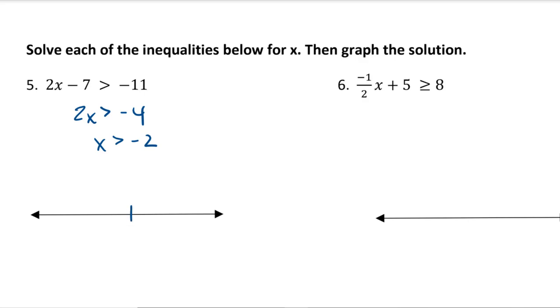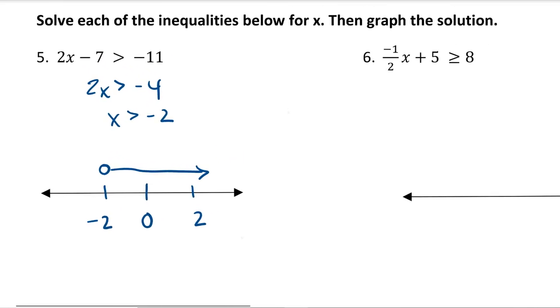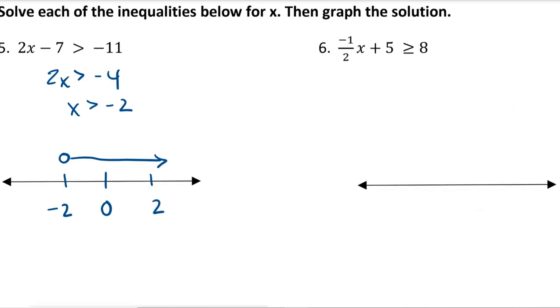So when we do these, we'll put a 0 here, say a 2 there, and a -2 there. Now that inequality symbol means I'm going to have an open dot. So go to -2, put an open dot there. Now if my x's are greater than -2, that means what? We're going to go that way. That's it. That's all you have to do. So any number that I pick that is greater than -2 would be a solution for this. Now I can't pick -2. It has to be more than -2. So I've solved it and I've graphed it.